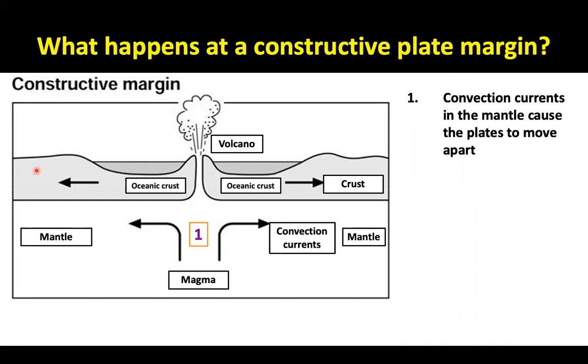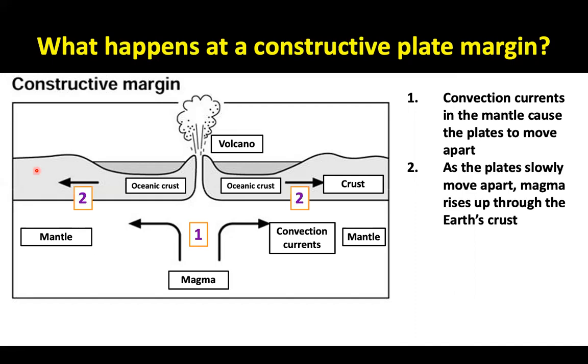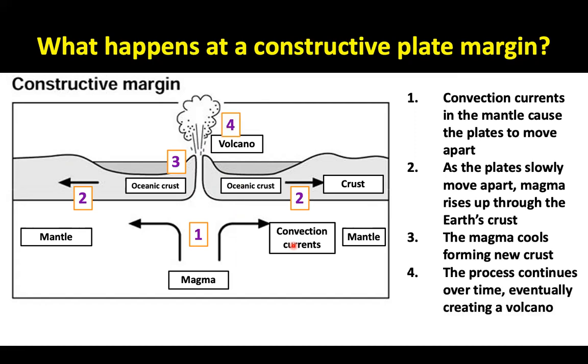As the plates are moving apart, it creates a gap in the crust, and magma can rise up in this gap, which you can see here. The temperature at the crust is much cooler than at the mantle, so the magma that comes through cools and it forms a new crust. Over time, this process forms a volcano. It's not a very strong volcano, it is what we call a shield volcano. Pause the video now to make some notes. You might want to copy the diagram down.